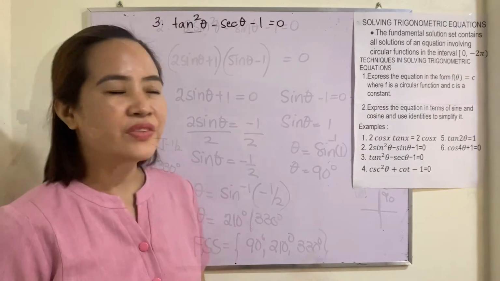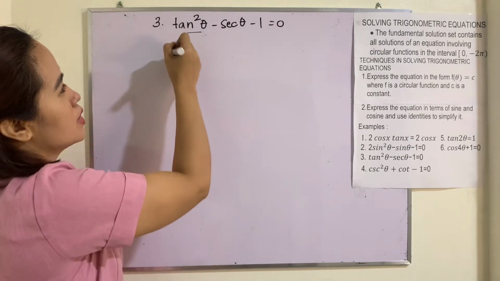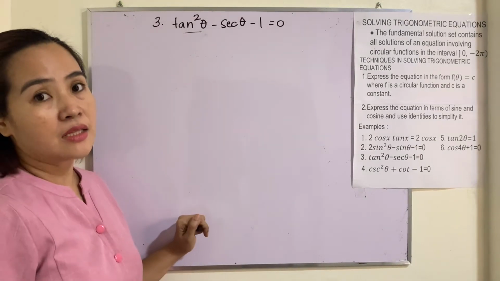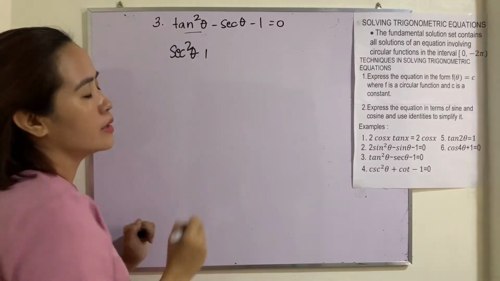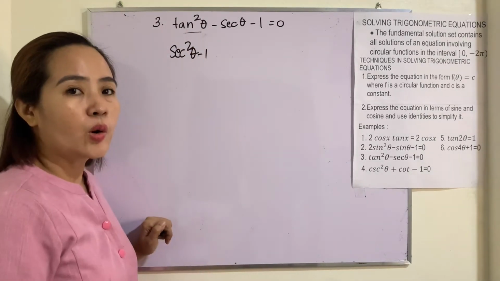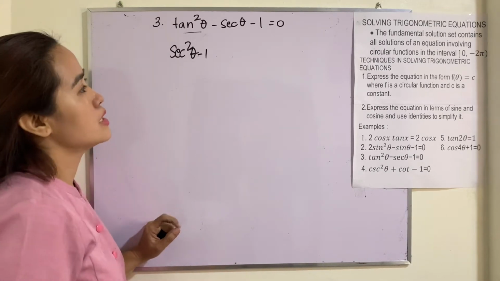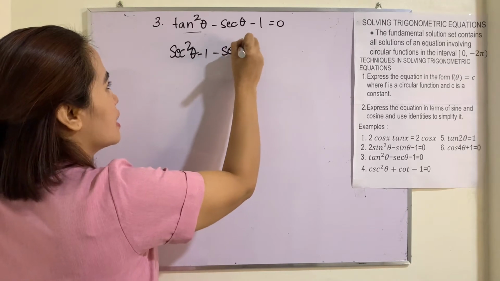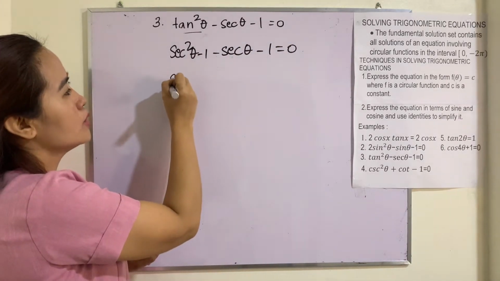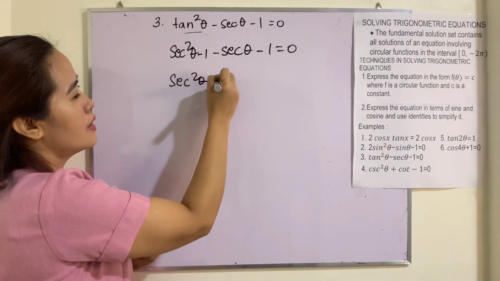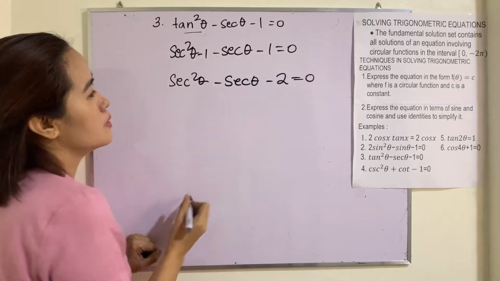Example number 3. Tangent squared theta minus secant theta minus 1 equals 0. I can replace tangent squared theta by secant squared theta minus 1. This is from the Pythagorean identity, tangent squared theta plus 1 equals secant squared theta. Minus secant theta minus 1 equals 0. Simplifying it, we have secant squared theta minus secant theta minus 2 equals 0.